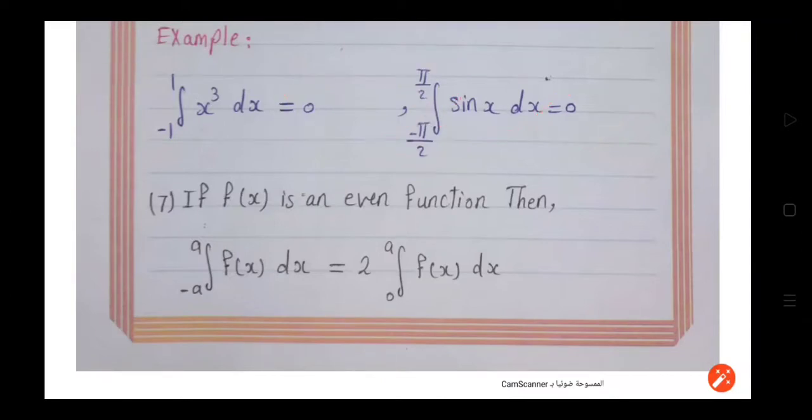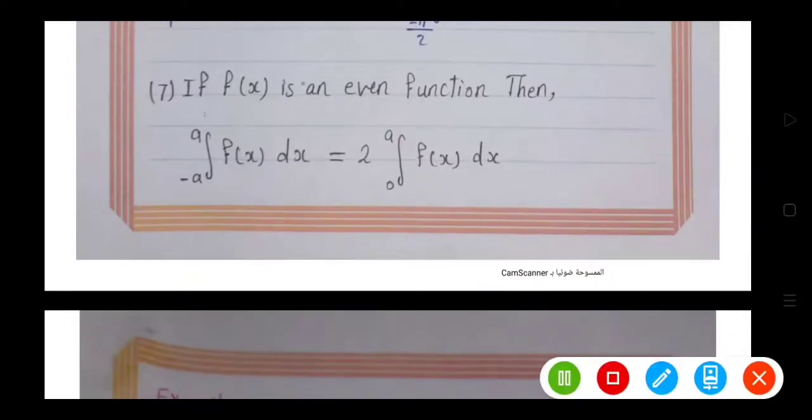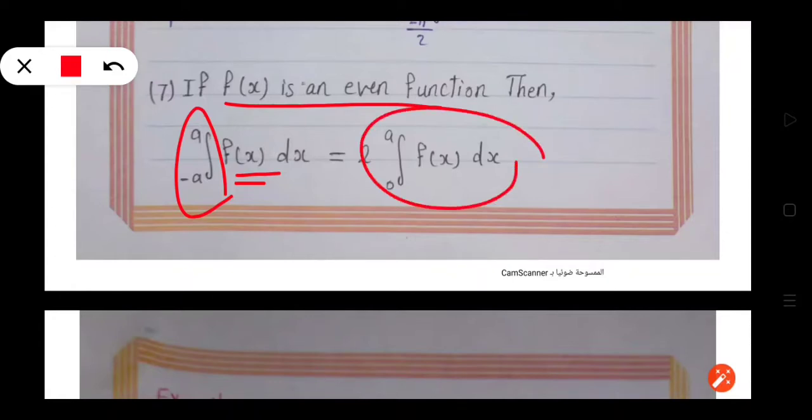Number 7. If f of x is an even function, also from negative a to a, negative 2 to 2, negative 1, negative 3, negative pi over 2 and pi over 2, but the function in this case is even. So we can write it in the form 2 times the integration from 0 to a.